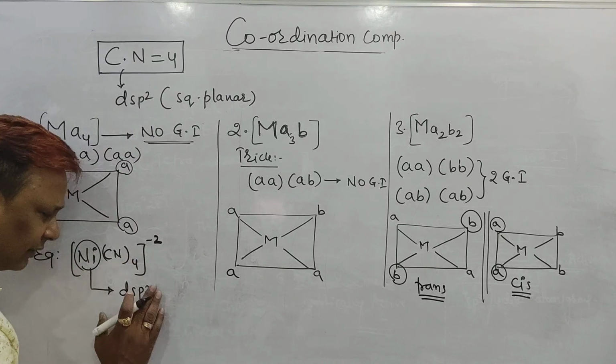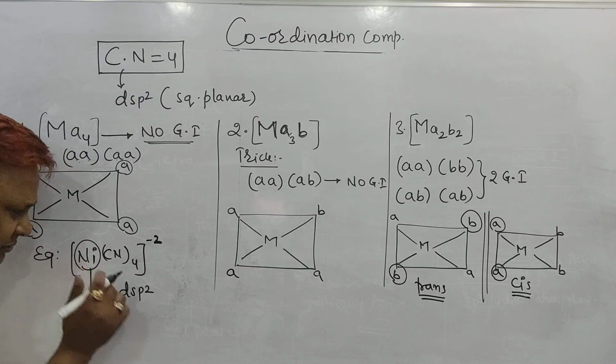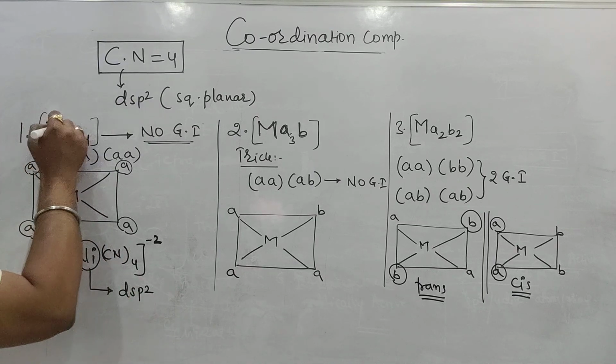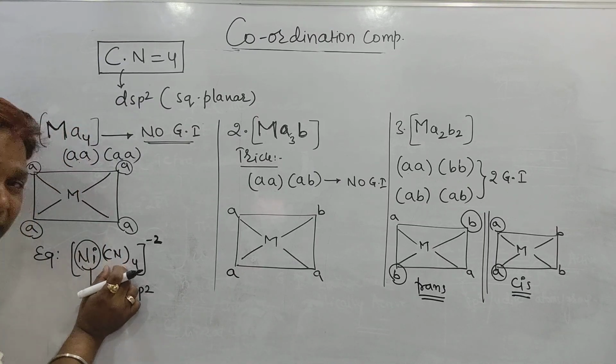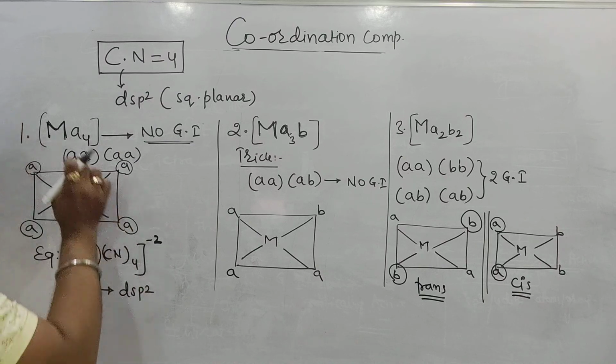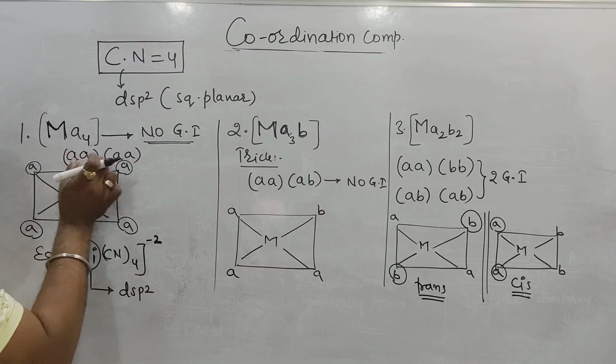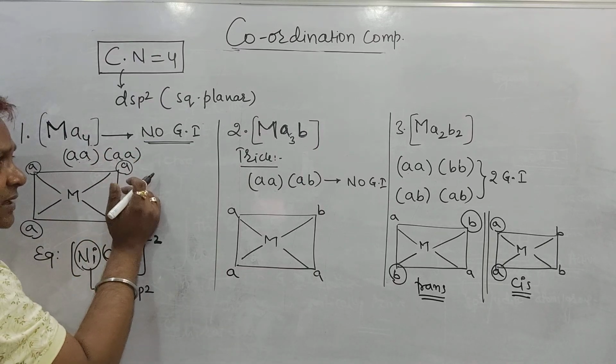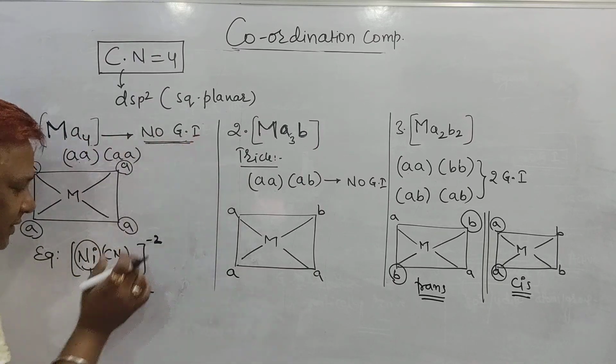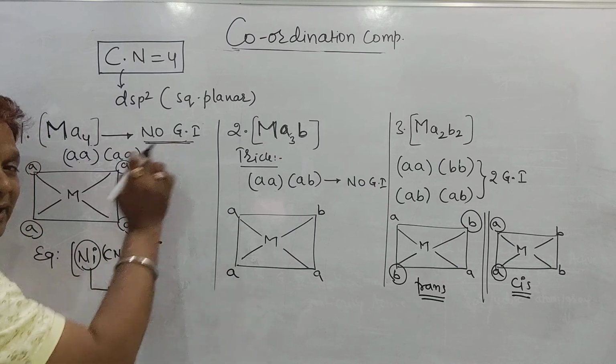One small trick I will tell you. What is that? Ni is the metal, so metal M you write down. CN is a monodentate ligand. How many? 4 are there. Monodentate, 4 are there. Now based on that, make the pairing. AA. Again, no new arrangement is there. So this compound does not show geometrical isomerism.